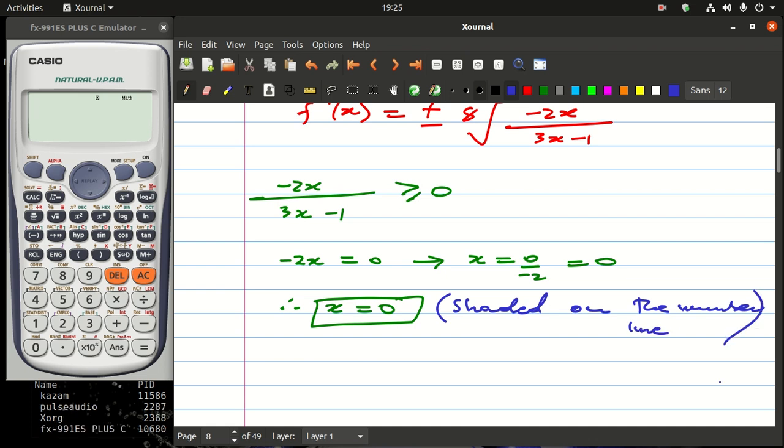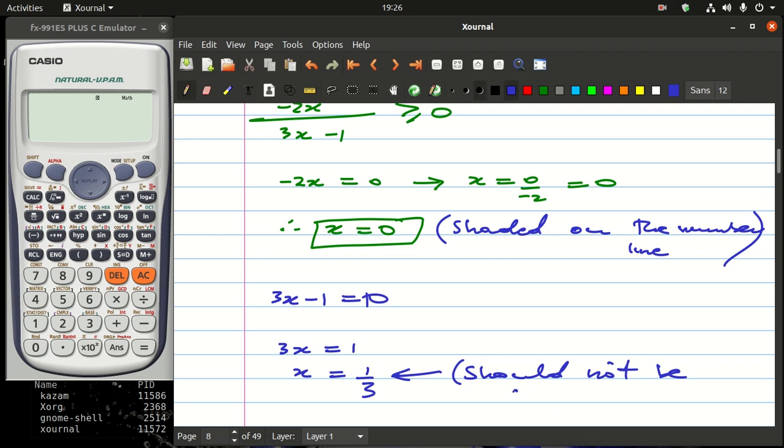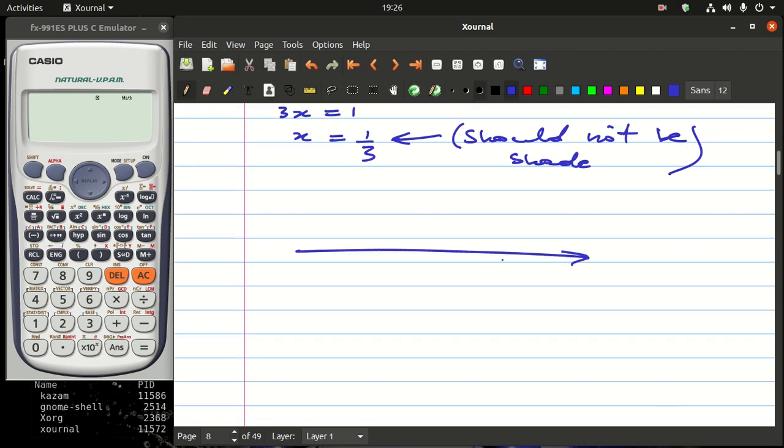After we have done that, I want us to set the denominator, which is 3x minus 1, equal to 0, because it's going to make that undefined. So we'll end up having 3x is equal to 1, or x is equal to 1 over 3. This value here should not be shaded, because it's making our expression undefined, right? And then after that, of course, we draw the number line. I have a 0 here, I have a 1 over 3, and then at 0 we shade this, and at 1 over 3 we don't shade it.